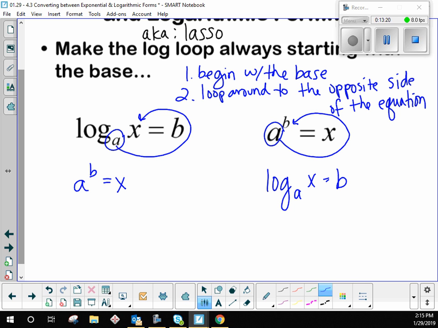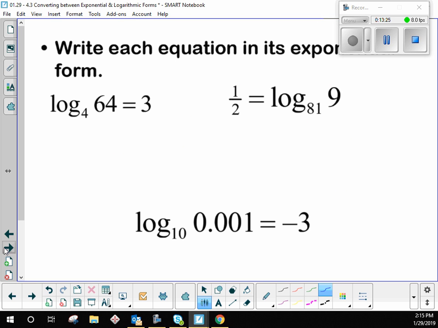Does anybody need this screen up anymore? Okay, these are all, what form are these in right now? Log, so you need to rewrite it in what form? Exponential, and you're going to start with the base. You're going to loop around which way? The opposite side of the equation, right? And then back to where you started. So take a minute and try that.